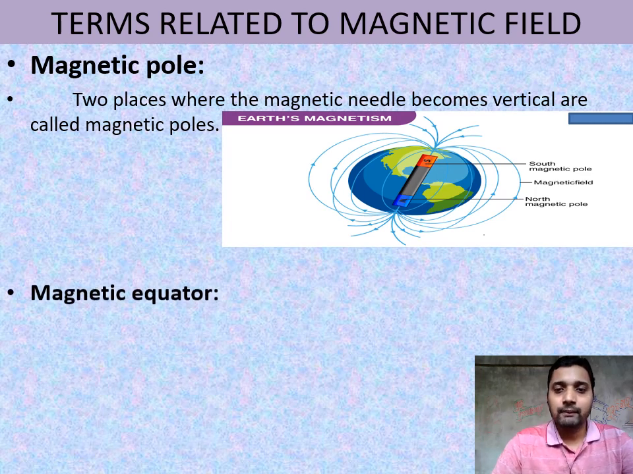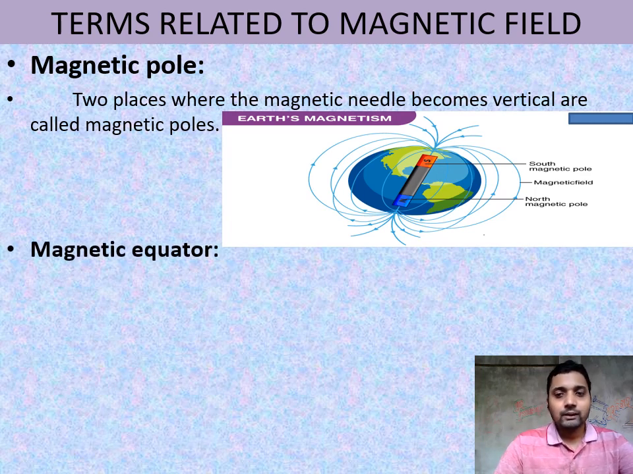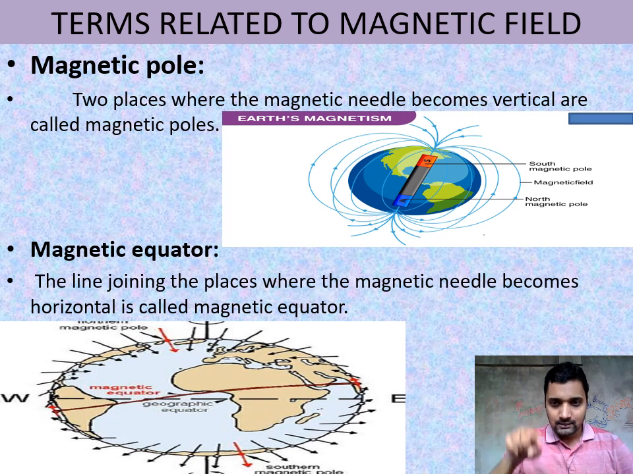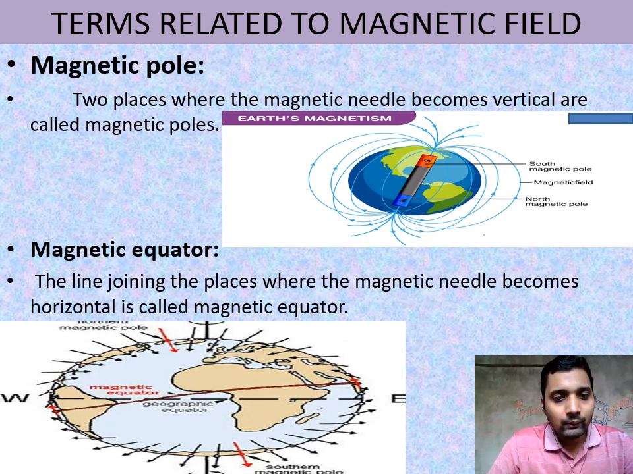Another one you will get here is the magnetic equator. The magnetic equator and geographic equator are not the same. The geographic pole and magnetic pole are not equal. The magnetic pole is where the magnetic needle becomes vertical, and the magnetic equator is the line joining the places where the magnetic needle becomes horizontal, like this straight, whereas up to down you can see the magnetic pole. The magnetic pole and geographical pole have a little angle difference, and the magnetic equator and geographic equator also have some angle difference between them, meaning they are not the same.